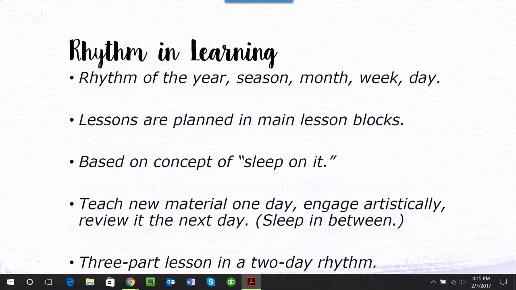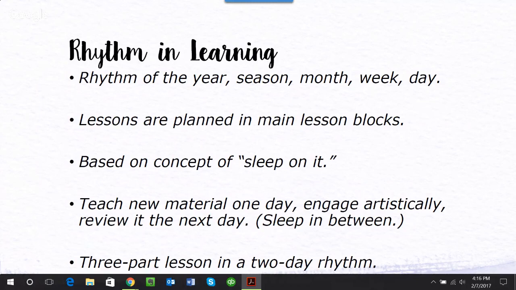Here are some ways of using rhythm in learning in particular. We all know, we're familiar with lots of rhythms all around us, which include the year, right? One year follows another year, or include the seasons and the months. And lessons are planned in Waldorf education in these main lesson blocks, which we're going to go into in more detail in just a minute, because there is a rhythm to it.